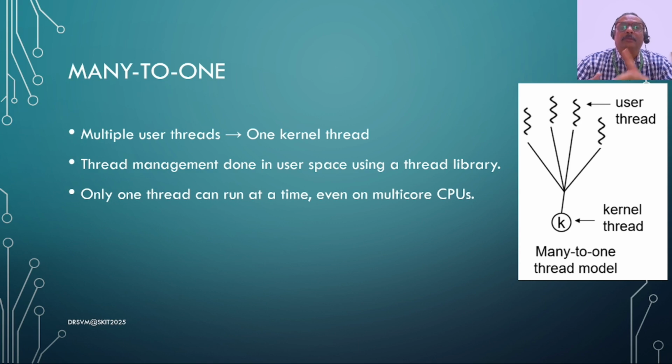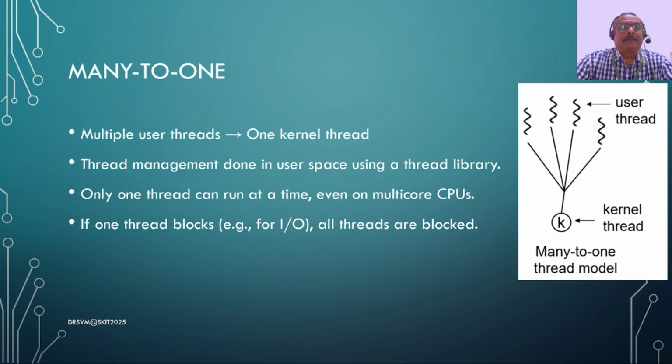And because there is one kernel thread and that one kernel thread is connected to one core of the CPU, only one thread of the user can run at any given time, even if we have a multi-core CPU with us, because on the other side we have only one kernel thread, and that one kernel thread can occupy only one core of the CPU. Even if there is a multi-core CPU with us, it is not possible to make more than one user thread work at any given time because of only one kernel thread.